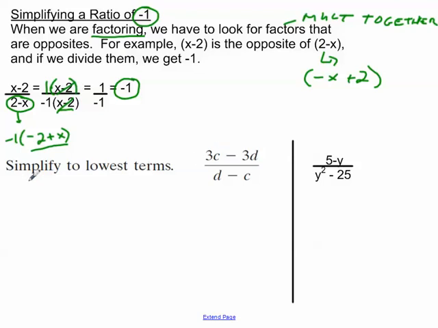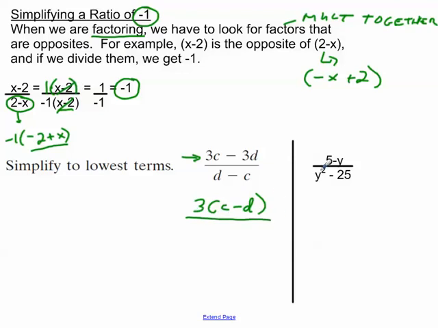Factor the numerator and denominator, 3c minus 3d. Well, there's a common factor here that is 3. So here's our numerator. Factor out a 3, and we've got 3 times c minus d. And if we double check our work, 3 times c is 3c, 3 times -d is -3d. Okay, that's a correct factorization.